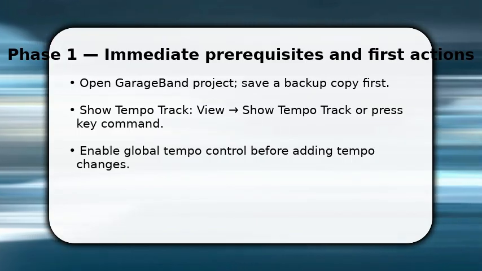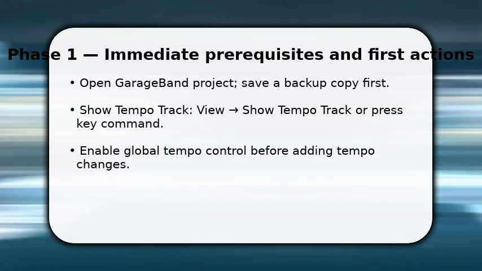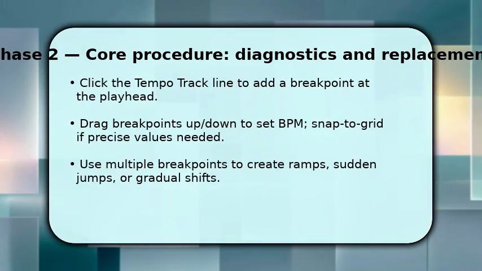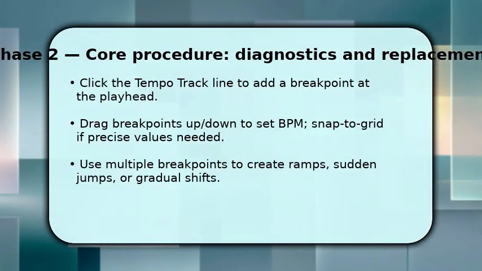You'll see a straight tempo line. You're about to add breakpoints to that line, so position the playhead where the change should begin. You add breakpoints by clicking the tempo line at the playhead. Do it where the new feel should start.